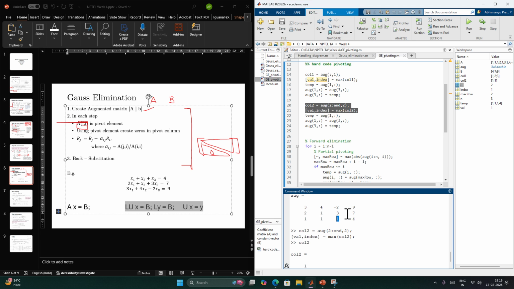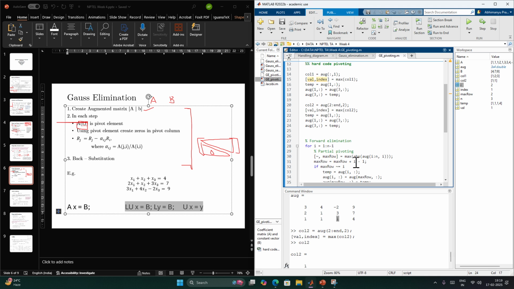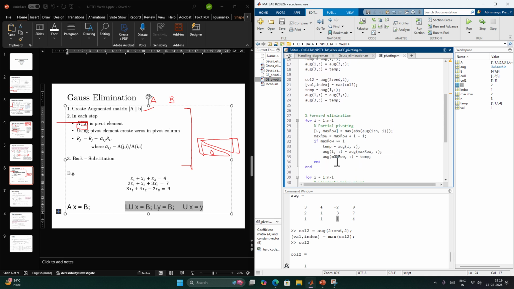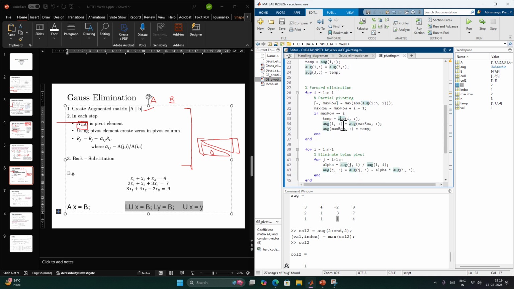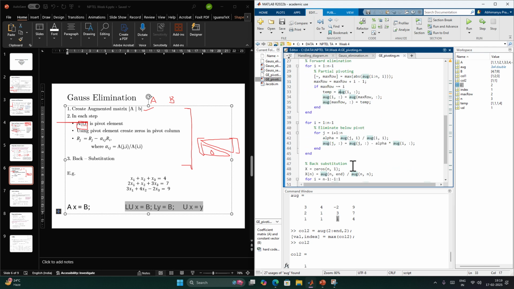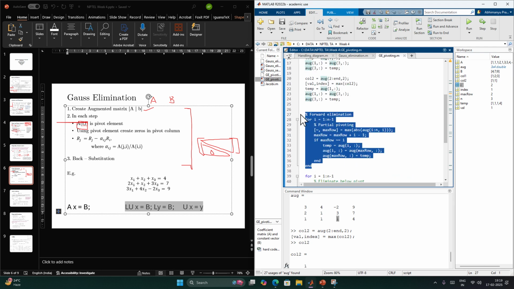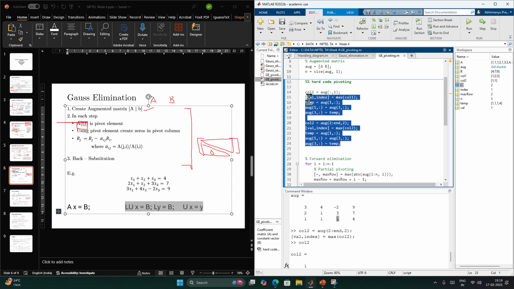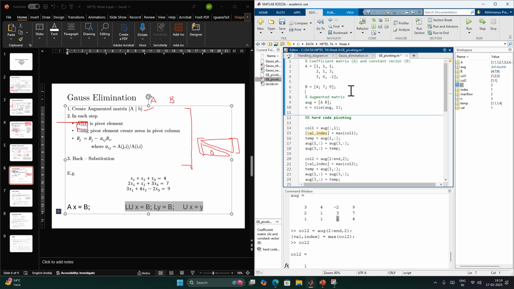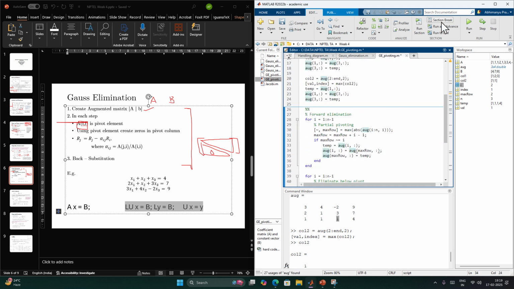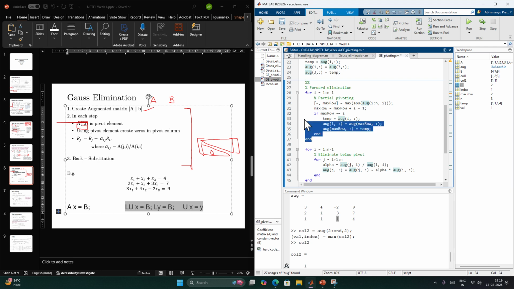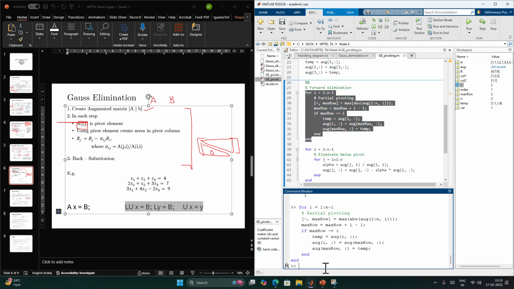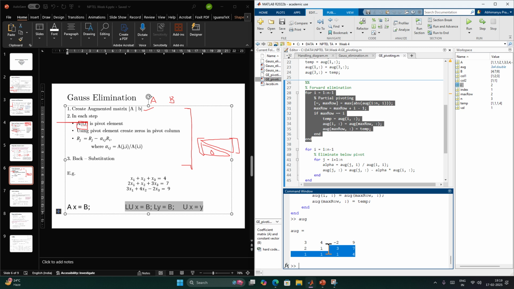So I just need to change these two, the first and the second row, or the first and the last row for this pivoting operation. Okay, and this is what we are getting from this also. So if I just run this part, I will just remove this, and this. I run just this part. So this is what we are also getting.